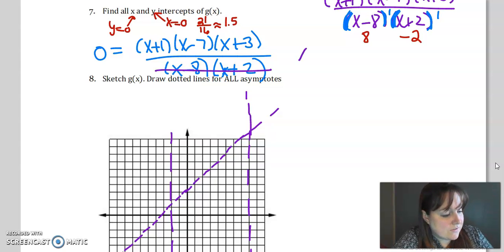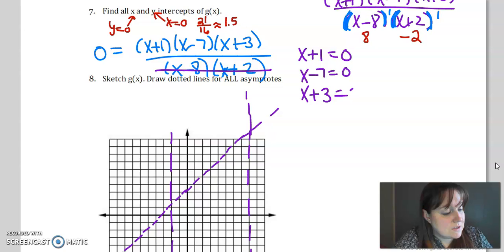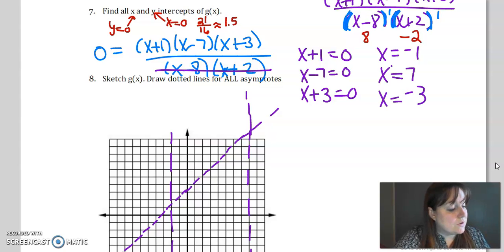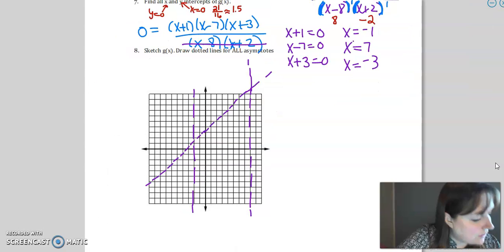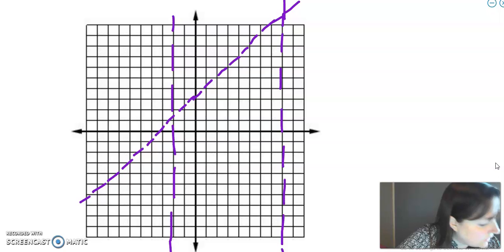So we set each of our factors equal to 0 on the top and find which places this function would be equal to 0. Well, that would be at x equals negative 1, x equals 7, and x equals negative 3. So those are our x-intercepts, and now we have some more things to graph. So we're going to graph negative 1, 7, and negative 3 goes right there.